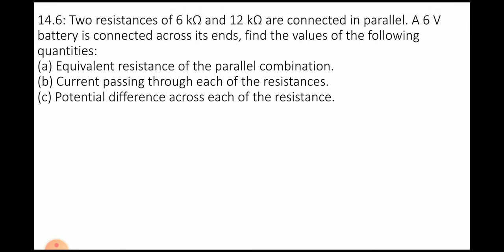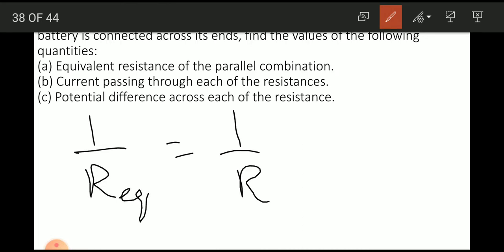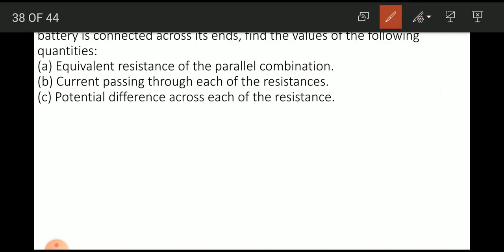You will use the formula 1 divided by R equivalent is equal to 1 divided by R1 plus 1 divided by R2. You will get the equivalent resistance. R equivalent is equal to 4 kilo ohm. Then the current through each resistance.